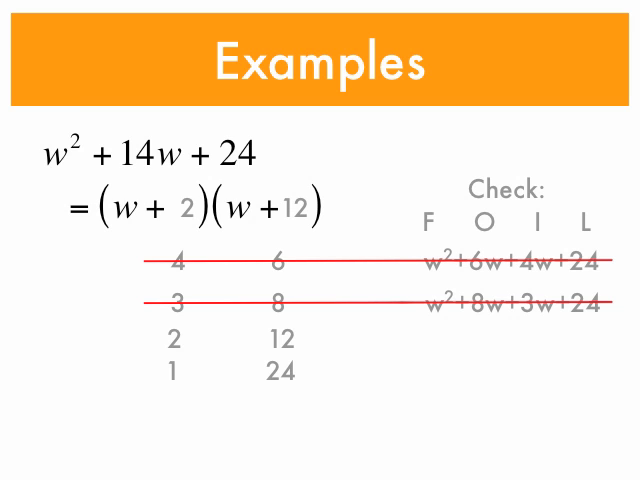If I put 2 and 12 in, okay, I'll have W squared. I'll get 12W from the outside, 2W from the inside, and 24 on the end. So not only do my W squared and my 24 match, but 12W plus 2W gives me the 14W I'm going for. So my answer is W plus 2 times W plus 12. And that is how we factor.